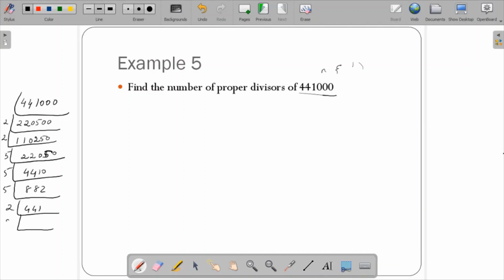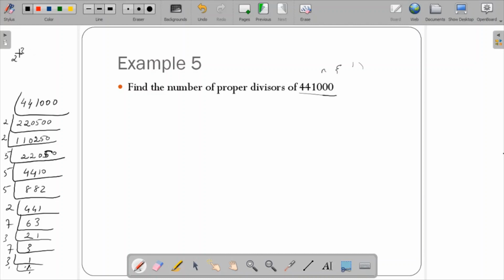Then 441 divided by 3 gives 147, then again by 3 gives 49, then 7 and 7, and finally 1 is the remainder. So these are the prime divisors of 44100. We know that it has 2. How many 2s do you have?